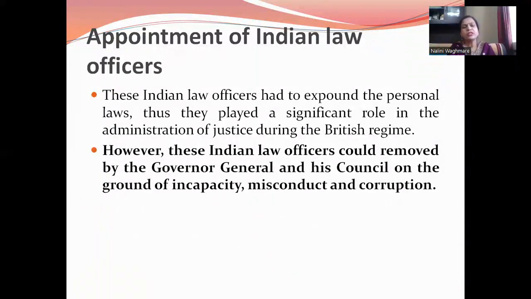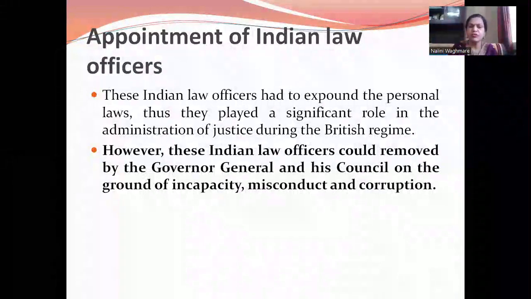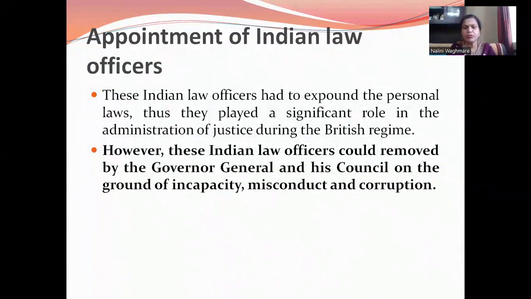These Indian law officers had to expound the personal laws, thus they played a significant role in the administration of justice during the British regime. However, these Indian law officers could be removed by the Governor General and his council on the ground of incapacity, misconduct, and corruption. If a person is involved in these 3 things, he is removed from office. So he must be a good and unbiased one.